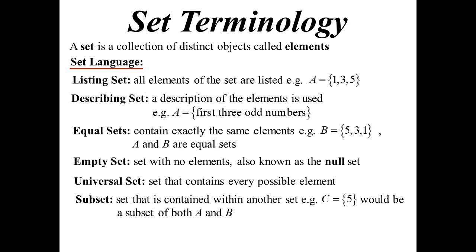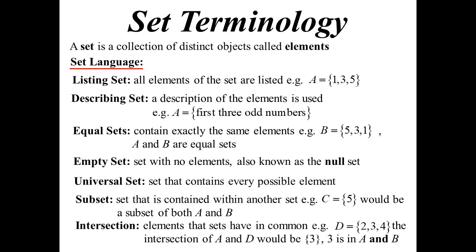A subset is a set within another set. So the set C there, which is just the number 5, is a subset of both A and B because it's contained inside those two sets. And then intersection, well, that's what they have in common. So if I now call another set D and it's 2, 3, 4, then the intersection of A and D would simply be the set 3, because 3 is in both A and D.